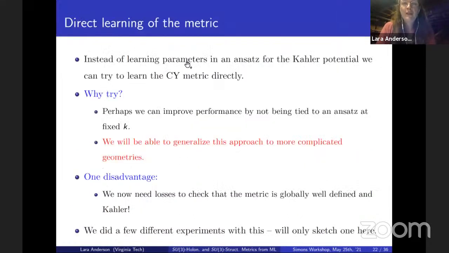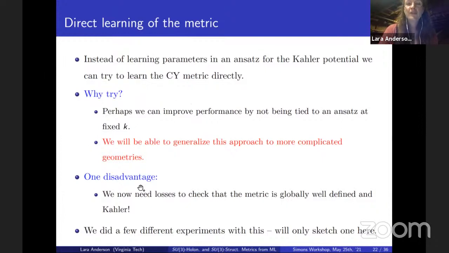Okay, so now I want to take a step back, having done two different explorations of machine learning to essentially use the Donaldson algorithm, or at least the ansatz of the Donaldson algorithm, to produce moduli dependence. We can now take a step back and say, instead of learning parameters in an ansatz for the Kähler potential, is it possible to learn the Calabi-Yau metric directly? Now, you might want to ask, why even do that? Surely, Kähler potentials are simpler than Kähler metrics.